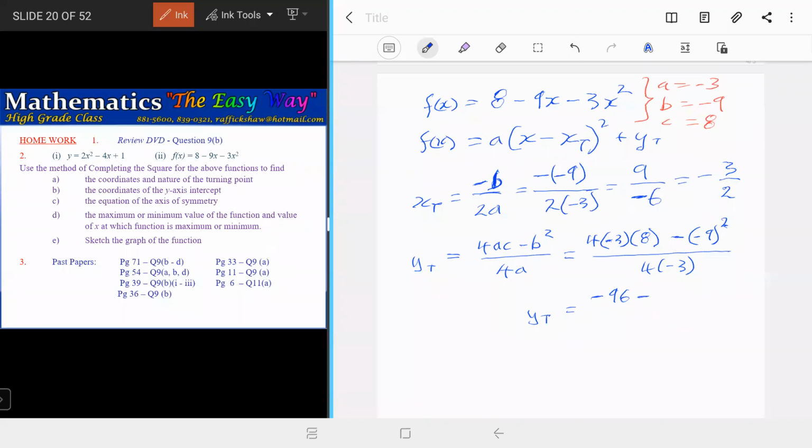Sir, 81. So this now squared becomes 81. Negative 9 squared becomes a positive 81. And you're dividing that now by this thing. It's 12, right? So that becomes a negative 12. So far, so good? Yes, sir. And then negative 96 and negative 8.